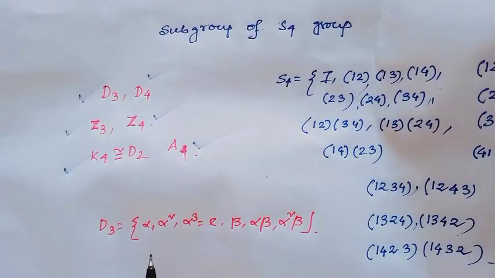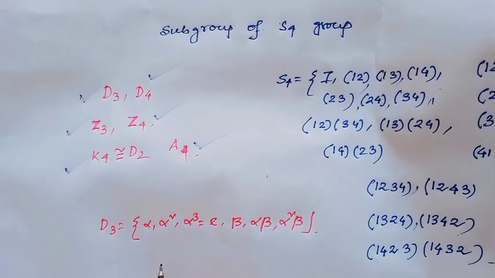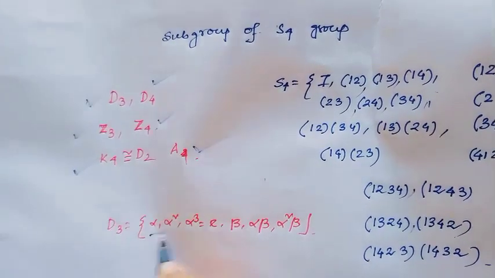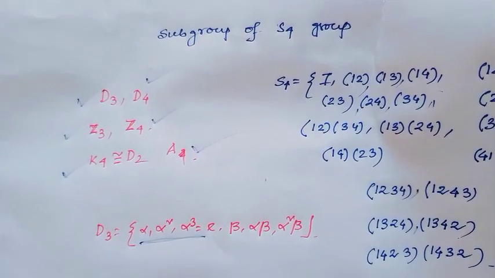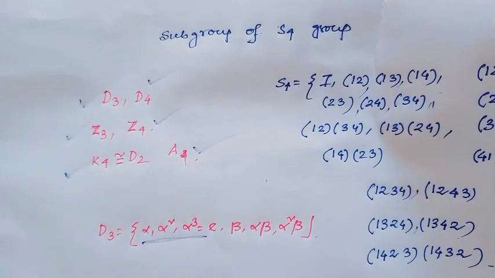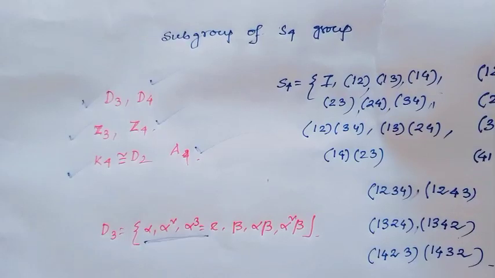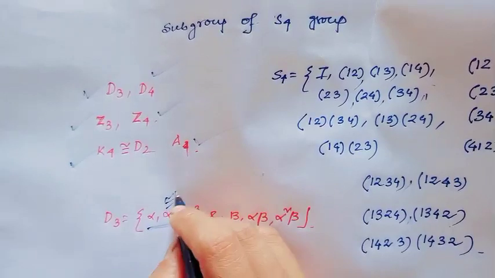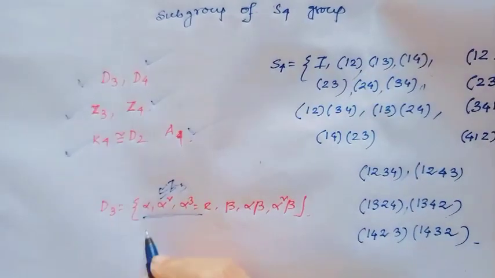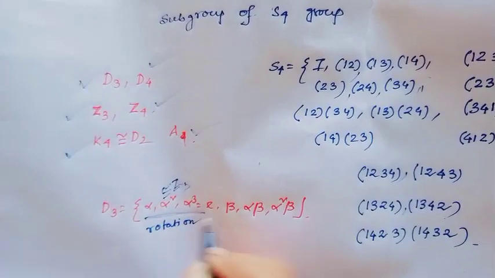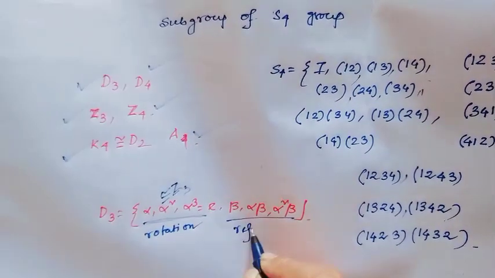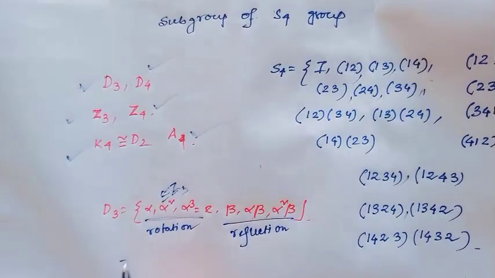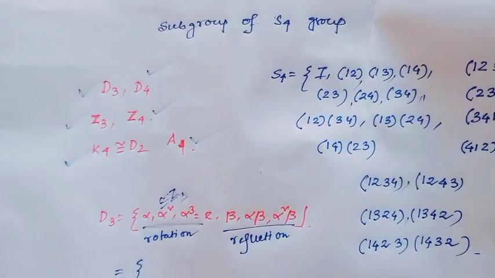Now the structure of D3 is of this type. We all know that in D3 there are 2 generators, a rotation and a reflection. The rotation part, alpha, alpha squared, alpha cubed, is isomorphic to Z3, and this is the rotation, and these are the reflections: beta, alpha beta, alpha squared beta. So D3 would be of this type.